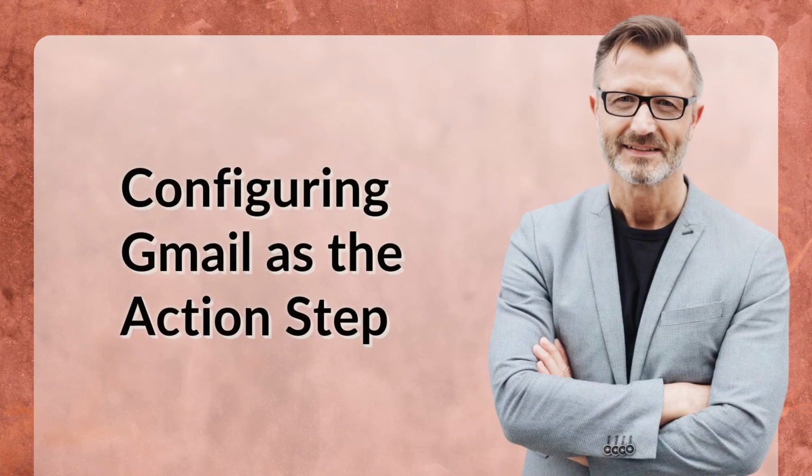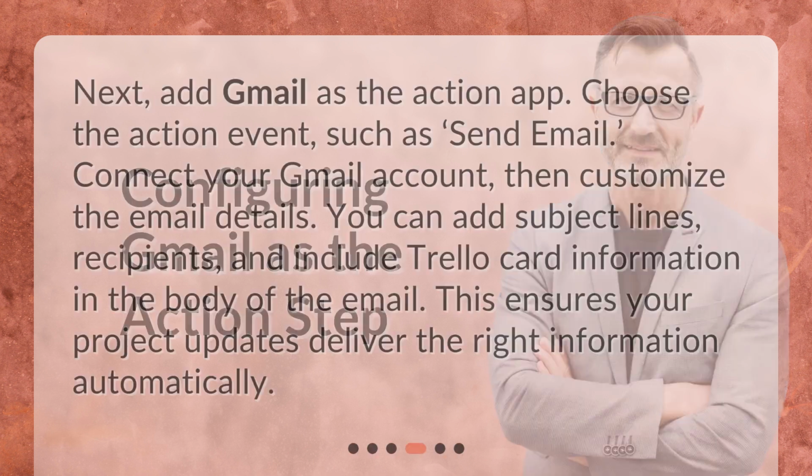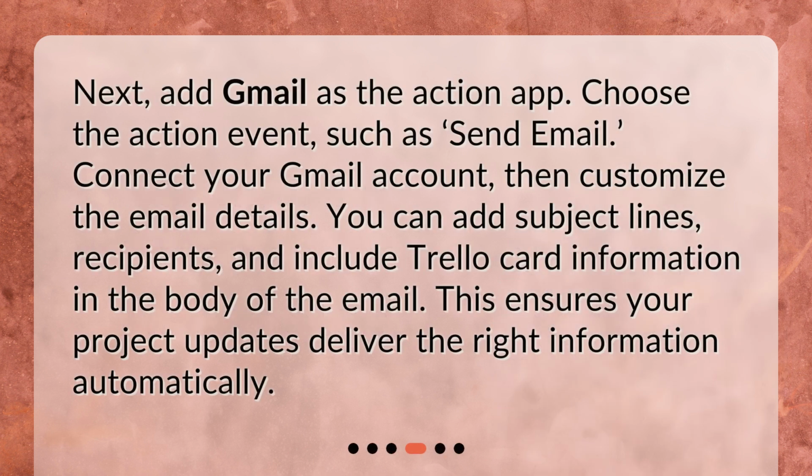Configuring Gmail as the action step. Next, add Gmail as the action app. Choose the action event, such as send email. Connect your Gmail account, then customize the email details. You can add subject lines, recipients, and include Trello card information in the body of the email. This ensures your project updates deliver the right information automatically.